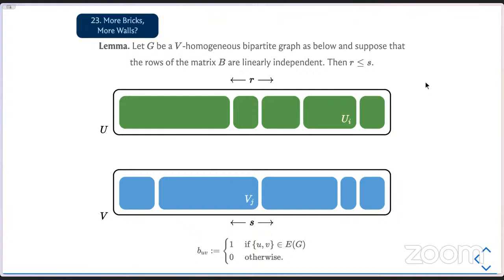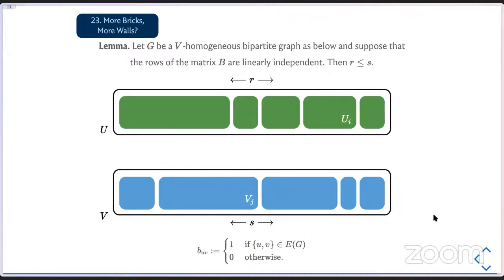But is the statement clear? You write down the bipartite adjacency matrix of this graph here, and if the rows turn out to be linearly independent, then the number of parts on the row side is at most the number of parts on the column side. That's what we get.